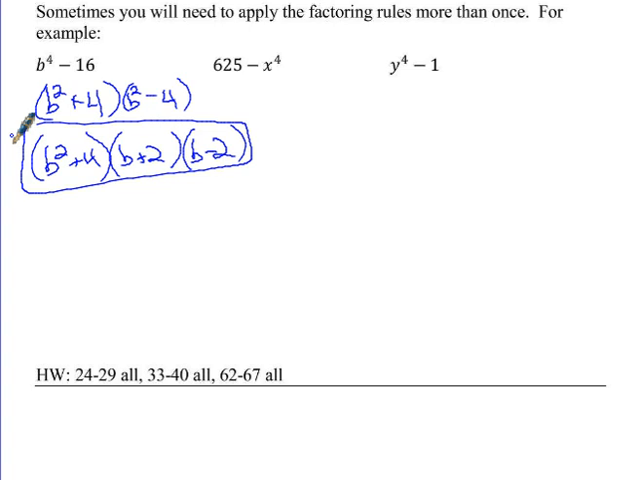Okay, second one. Is 625 a perfect square? It's kind of a big one, but what number times itself gives you 625? 25 times 25 is 625. And then an x to the fourth, is that a perfect square? And are we subtracting them? Yep. So we can split this, and I don't have room in there, so I'm going to write it here, into what?